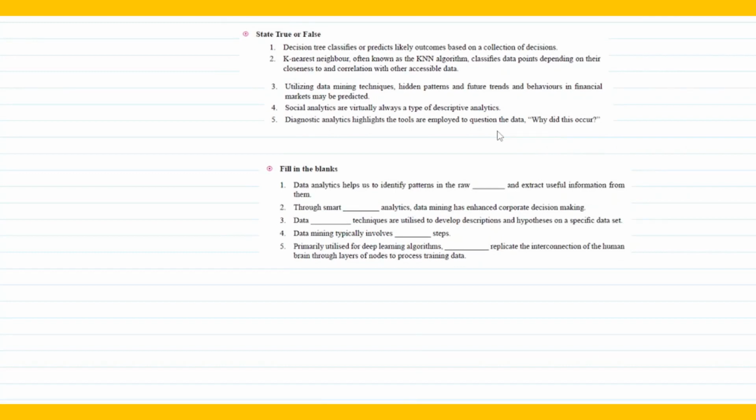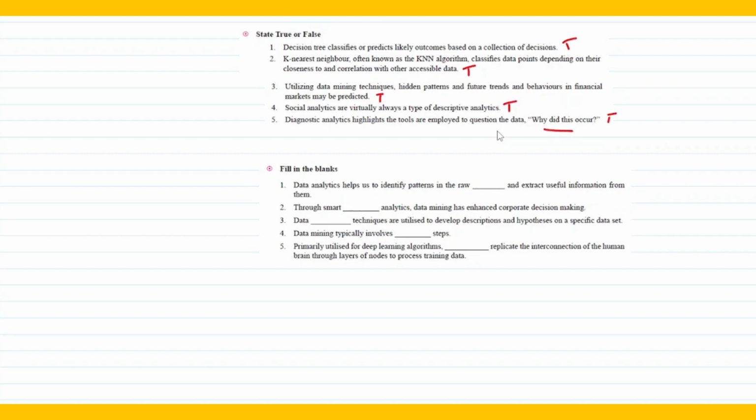A decision tree classifies or predicts likely outcomes based on the collection of decisions, right? So that is true. K nearest neighbor, often known as the KNN algorithm, classifies data points depending on their closeness to and correlation with other accessible data. Yes, that's true. Utilizing data mining techniques, hidden patterns and future trends and behaviors in financial markets may be predicted. Yes, so by usage of data mining techniques, you can identify the hidden patterns and the future trends. Social analytics are virtually always a type of descriptive analytics. Yes, and diagnostic analytics highlights the tools that are employed to question the data. Why did this occur? So the why question is answered by diagnostic analysis. So that is true again.